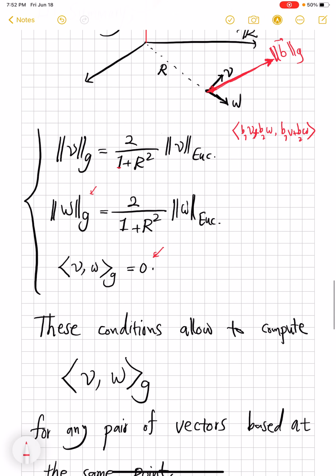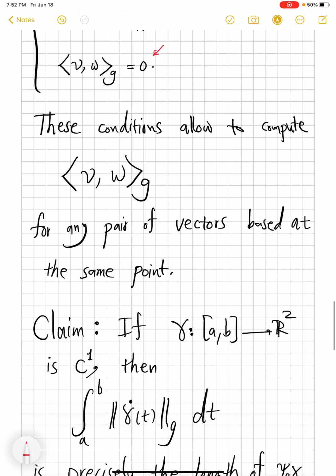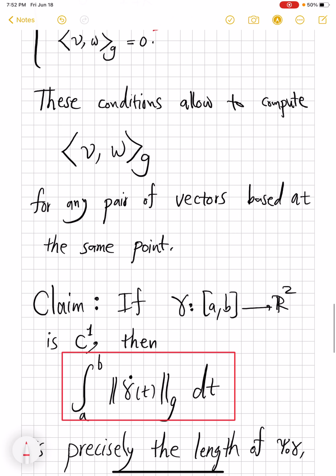And therefore, my formula, which was this, now makes sense, because whatever gamma prime is, whether it's perpendicular to the radial or parallel to it or any other vector, I know how to compute its G norm. And the way I compute it is, again, recall that you take the Euclidean norm, but you multiply by 2 over 1 plus r squared, r being the distance of the base of the vector to the origin.